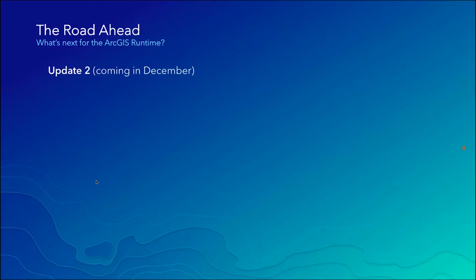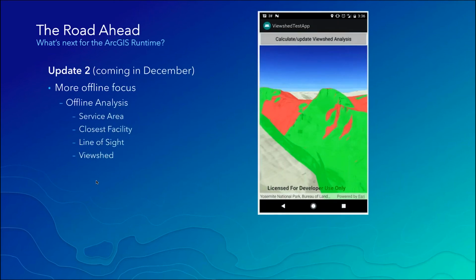Lastly, just very quickly, what's next? So update 2 is coming in December. The major focus there is for more offline capability, particularly offline analysis. We're going to be introducing service area and closest facility tasks to go with the offline routing that's already available. There'll be line of sight and view shed. Now these, where possible, we take advantage of the GPU on the device. So we get extremely high levels of performance there if the analysis is appropriate for that. GPU is really good for things like view shed.